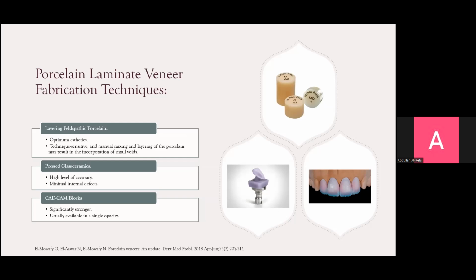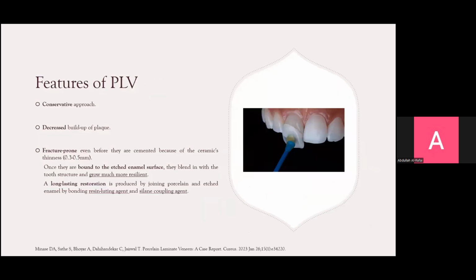Now, what are the features of porcelain laminate veneer? It's a conservative approach that prevents excessive removal of natural tooth structure. Also, due to their glazed surface, this restoration displays decreased buildup of plaque. Finally, it is fracture prone because of the ceramic thickness, which may range from 0.3 to 0.5 millimeter.